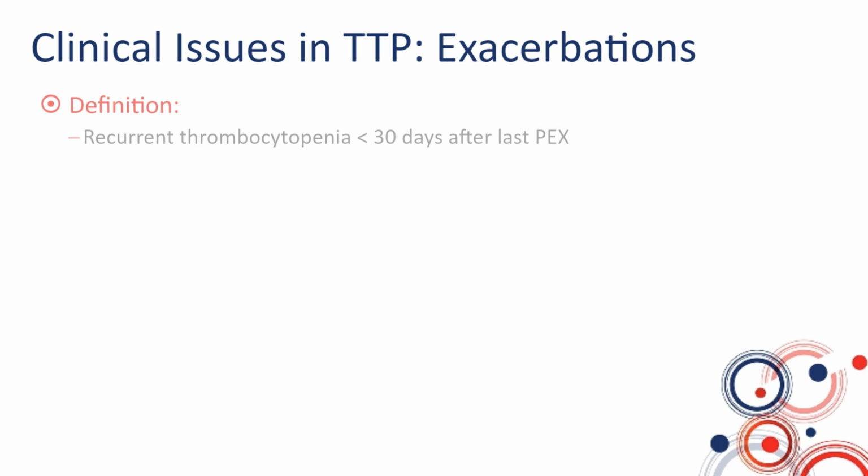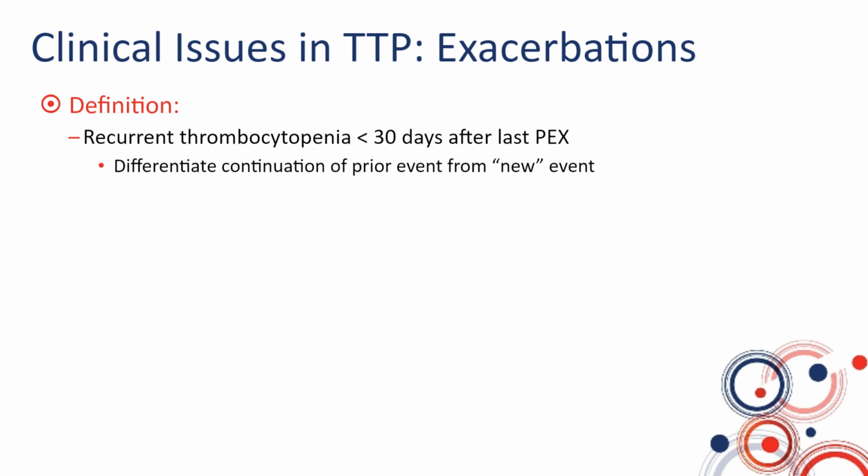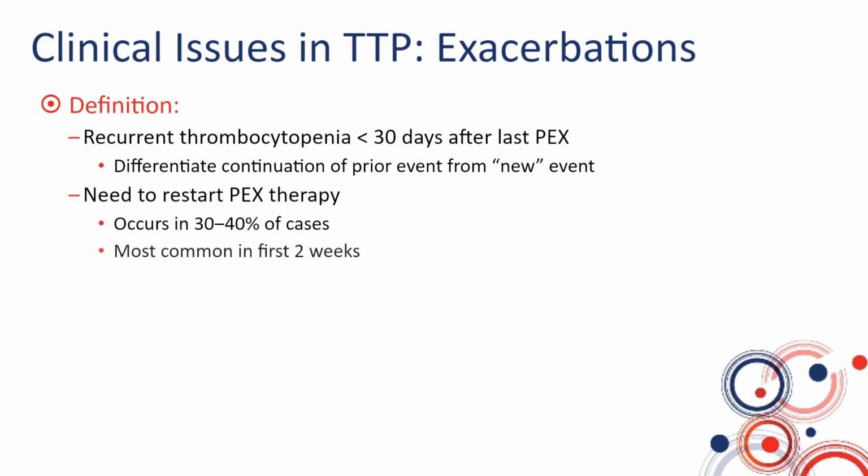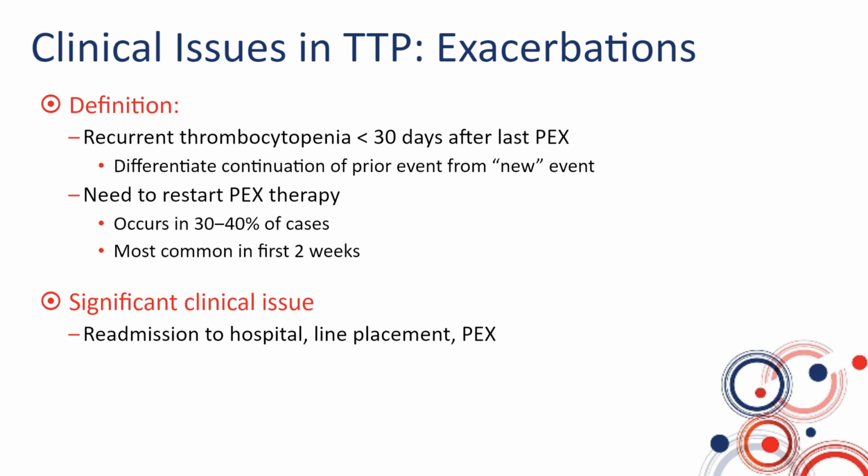So exacerbations are a very significant clinical issue in the treatment of immune-mediated TTP. Again, it's defined as a recurrent thrombocytopenia in the first 30 days after the last plasma exchange procedure. Again, it differentiates a continuation of the prior event from a new distinct TTP encounter or episode. It will occur in approximately 30 to 40% of patients and is most commonly occurring in the first 2 weeks after the last plasma exchange procedure. And again, as I've already stated, I would emphasize it is a significant clinical issue. It requires typically readmission to the hospital, another central line placed for plasma exchange therapy, and an additional course of plasma exchange therapy, which may be just as long or longer than the first treatment course.